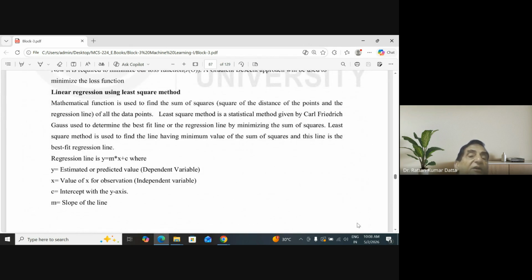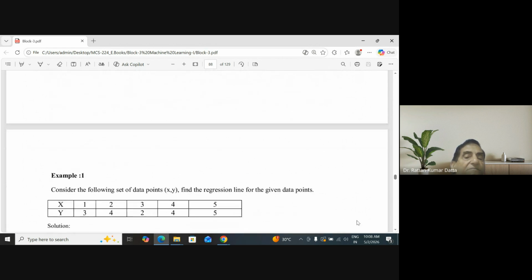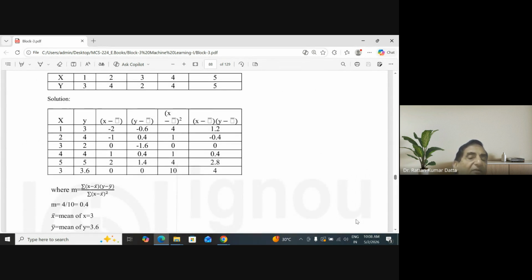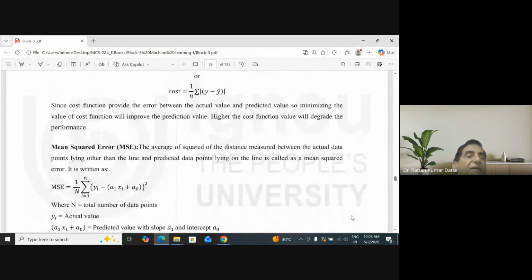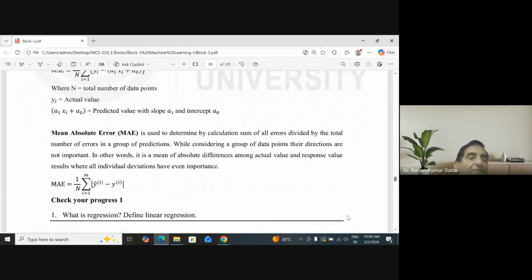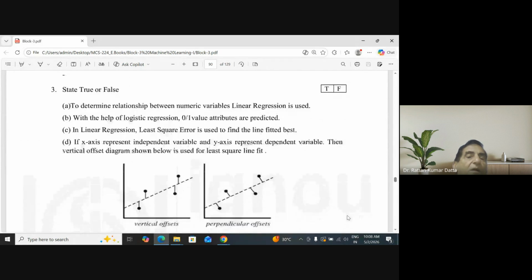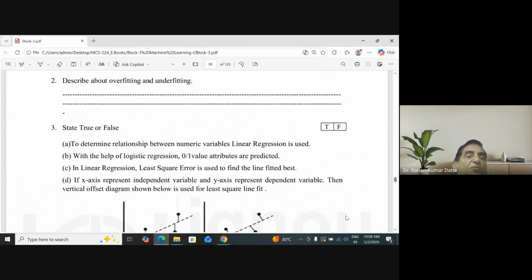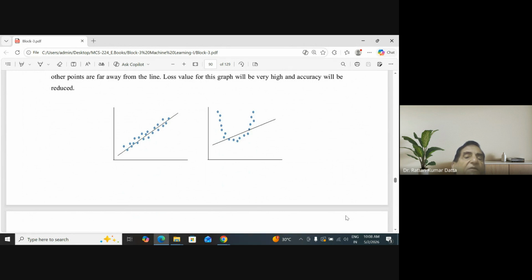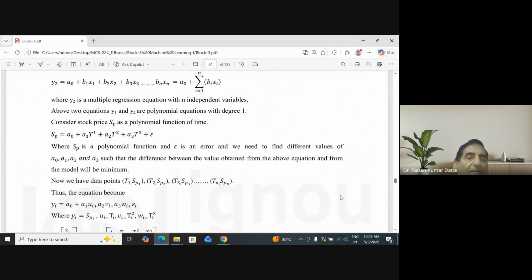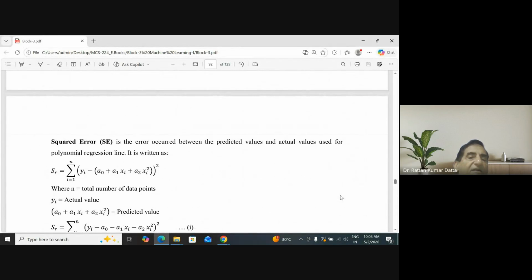Linear regression using the least square method. So you can fit also by the least square method. You can see that problem. This you have done in your statistics. Mean squared error, that is what you can see. State true or false. Polynomial regression, this is a polynomial regression. Matrix combination happens.